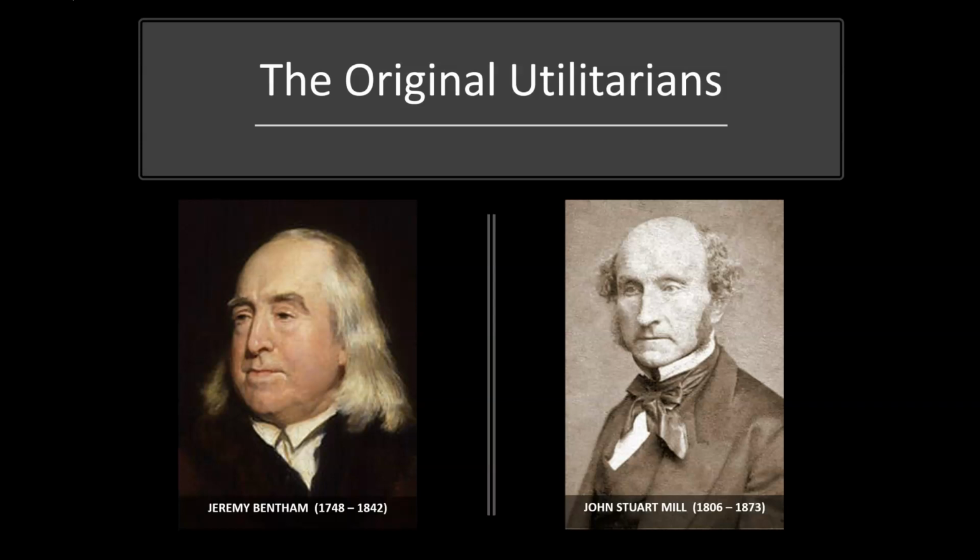So these are the original utilitarians. This is Jeremy Bentham. He lived from 1748 to 1842. And this is his student and protege, John Stuart Mill, who lived from 1806 to 1873.